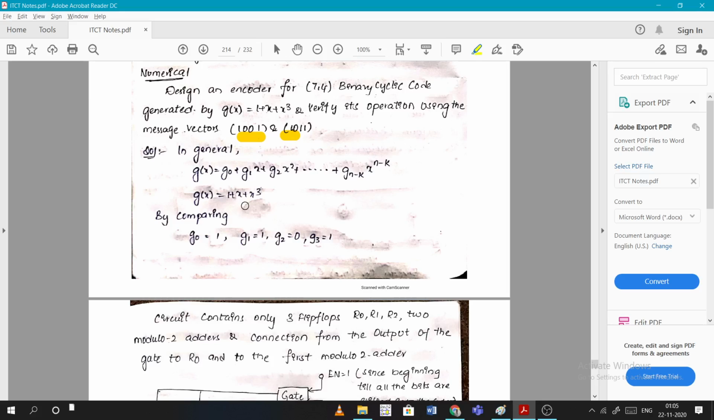When you compare it with the original generalized g(x), that is g0 + g1x + g2x square + so on, up to gn-k x power n-k. So here 7 minus 4, that is up to 3, so up to g3 we need to write. The x power 0 coefficient is g0, that means 1, and g1 is 1 because the x coefficient is 1. x square is not there, so g2 will be 0, and the x cube coefficient is 1. Right, we got these terms.